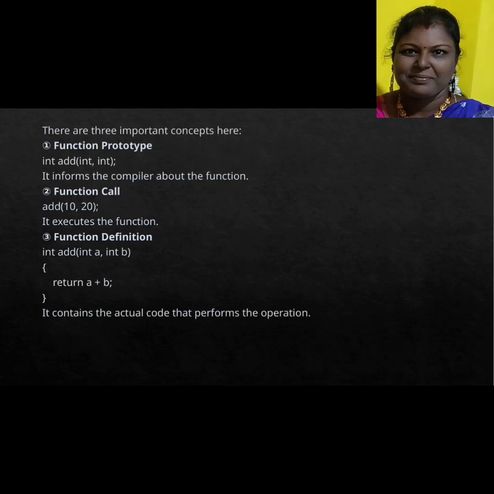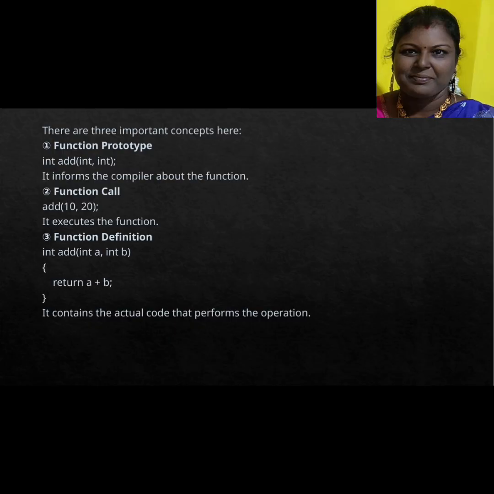Telling it what the function looks like without giving all the details. Next, the function call. This is where we actually ask the function to do its job, passing in values. Finally, the function definition here, where the real work happens, the code that adds two numbers and returns the result. Together, these parts make functions clear and usable.